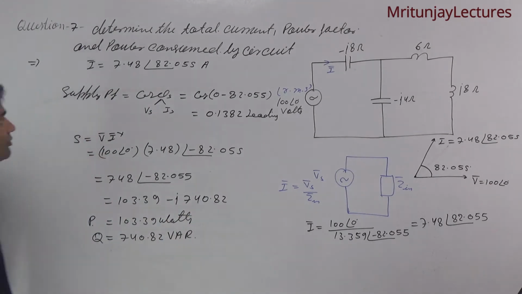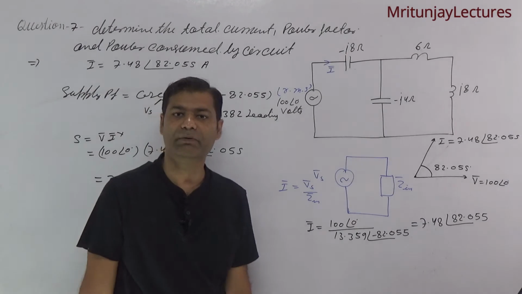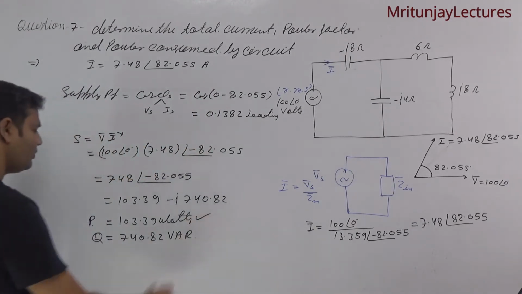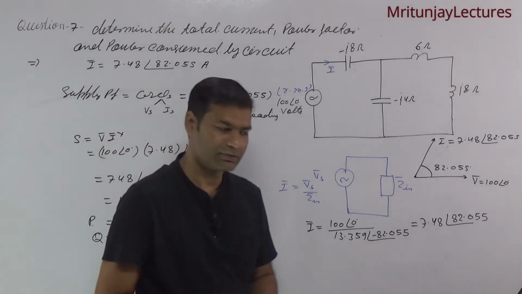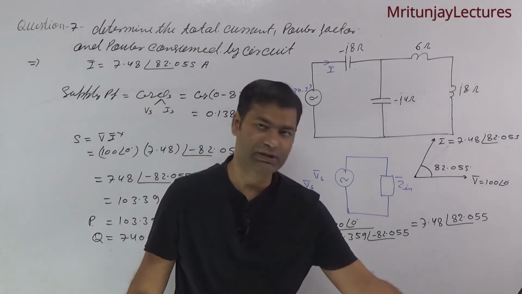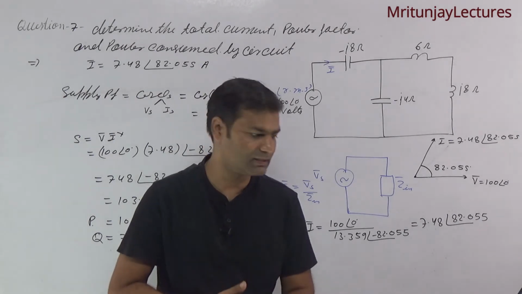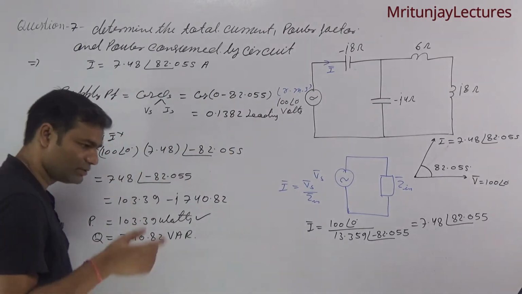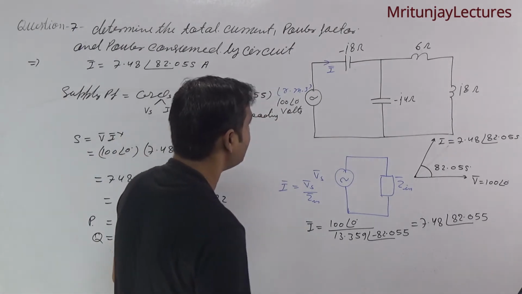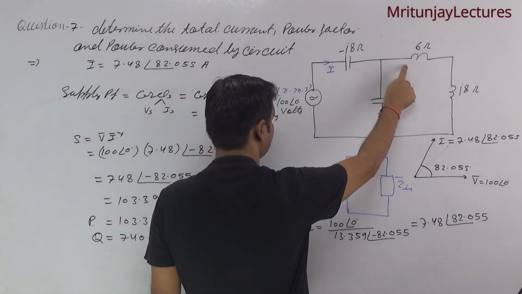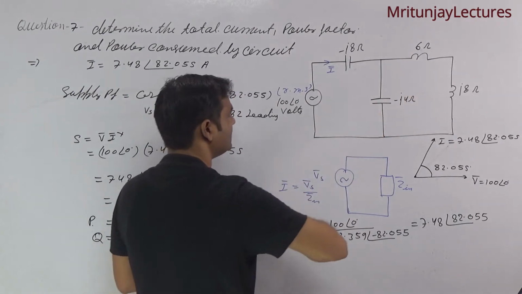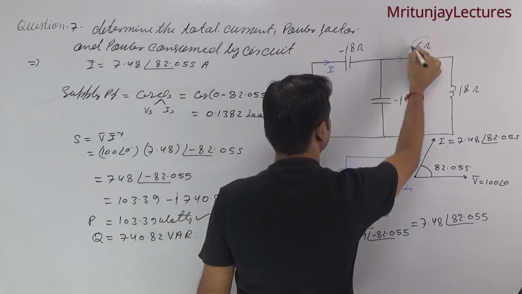So corresponding to the question, the power consumed by the circuit is 103.39 watt. This is the final answer. If the question is asking for the power consumed by the circuit, this is it. You can also verify it. If any doubt, first determine this current, and then you can also use I into R.